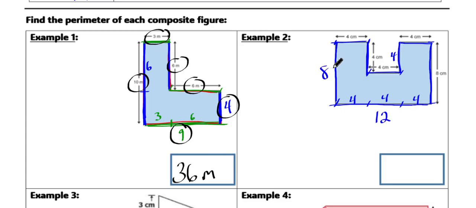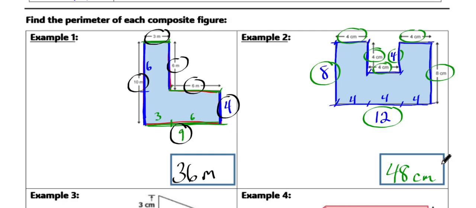Now we have all the missing sides. We can add them all up. So we add those up together, and we get 48 centimeters.